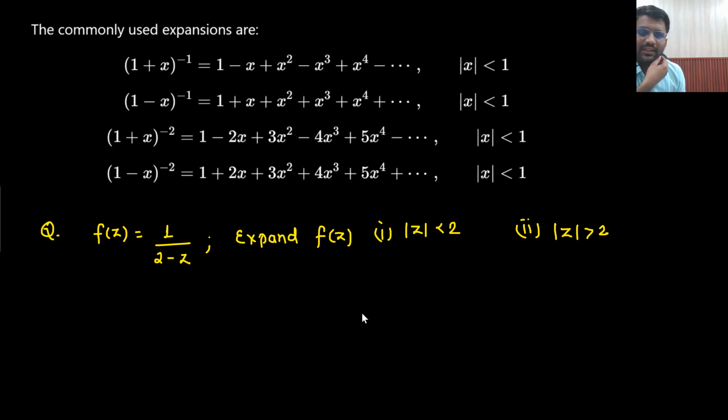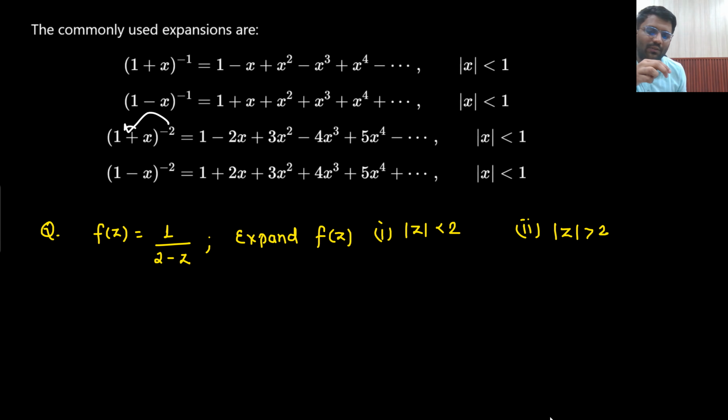Do you remember these expansions? Yes, sir. 1 plus x to the power minus 1. What did I tell you? You take this minus 1 inside, so it will become 1 minus x, then plus minus will keep on following. So 1 minus x plus x square minus x cube plus x to the power 4. Then you take minus 1 inside, what will you get? Plus sign, you will be getting 1 plus x. Then always the plus sign will be there. Plus x square plus x cube.